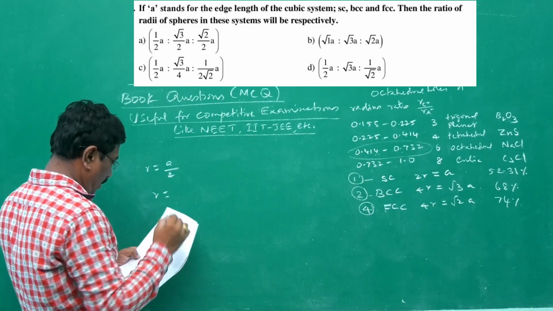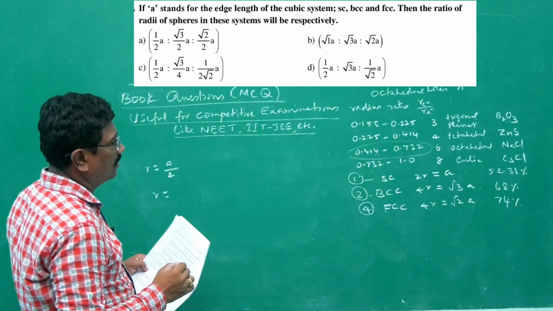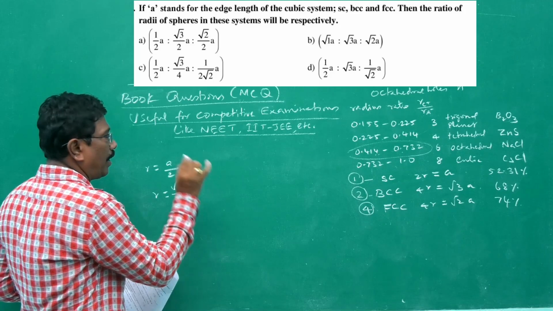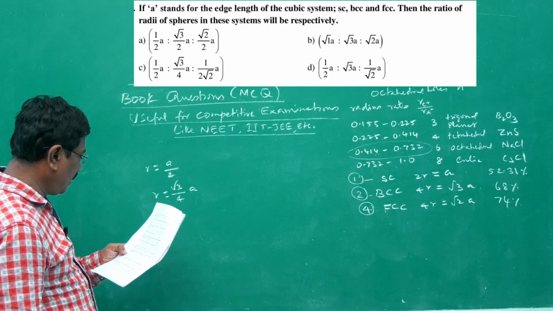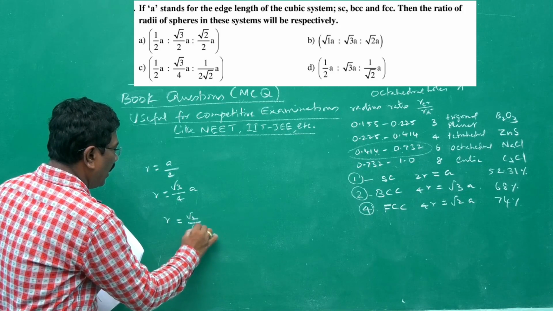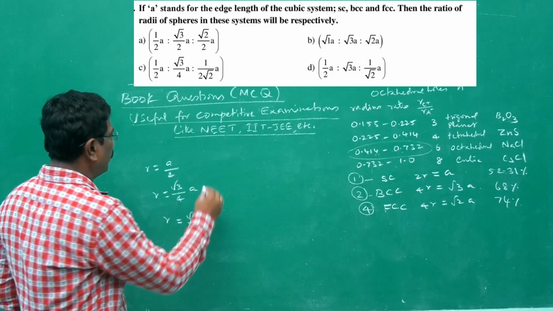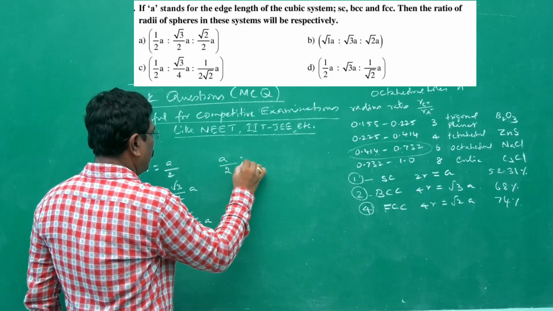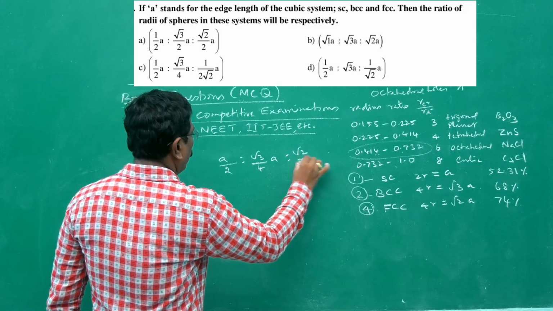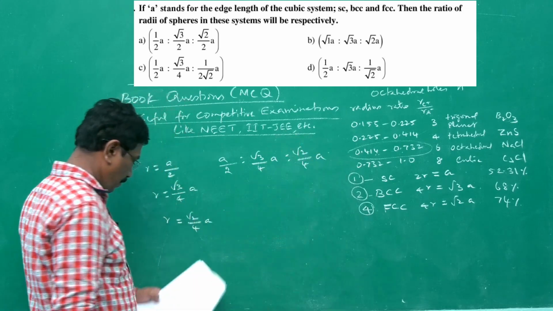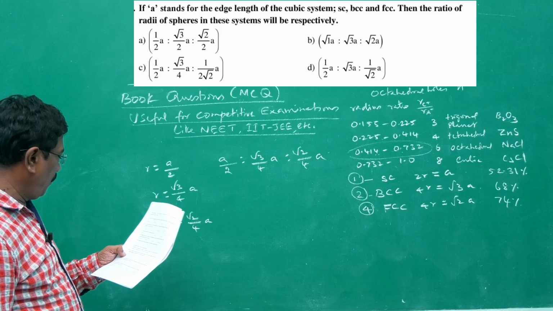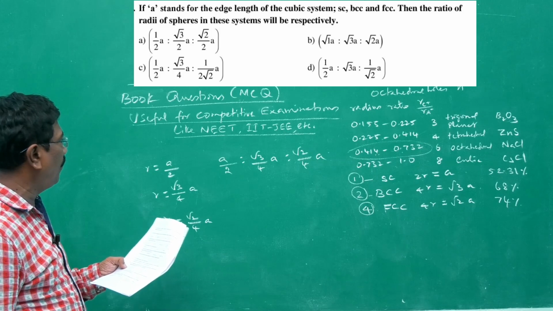Radius of body centered cubic system R is equal to root 3 by 4 A. For face centered cubic R is equal to root 2 by 4 A. Therefore, the ratio is A by 2 is to root 3 by 4 A is to root 2 by 4 A. All right. So, upon simplification, almost we have simplified.